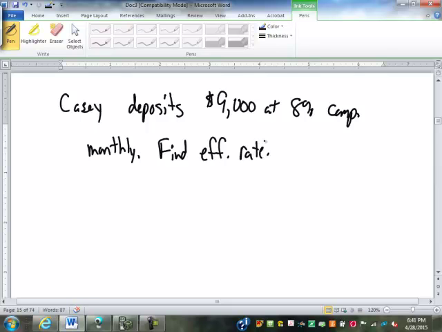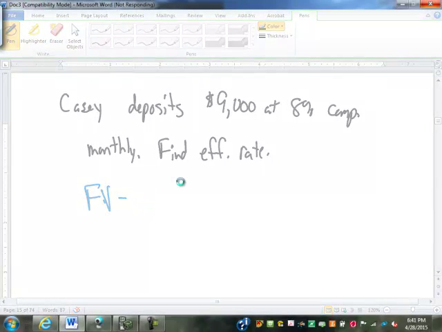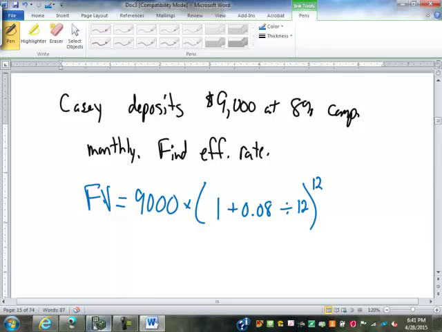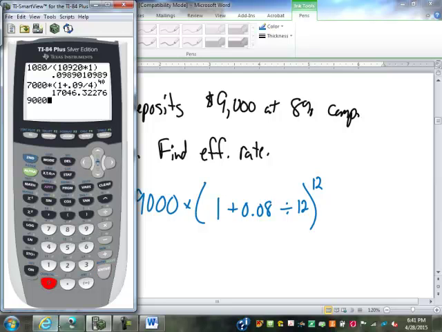You might be saying, well, he doesn't tell us a period of time. Why did I not? 1 year. 1 year, you got it. Monthly for 1 year. So, we're going to find our future value of that $9,000. So, times 1 plus 0.08 divided by 12 to the power of 12, because we're only going for 1 year. 9,000 times, open, 1 plus 0.08 divided by 12, close, power 12.